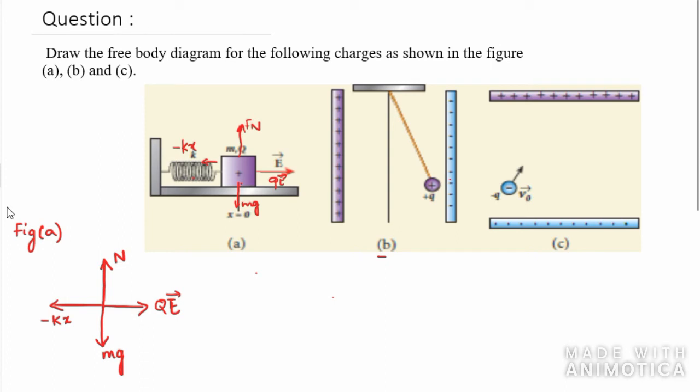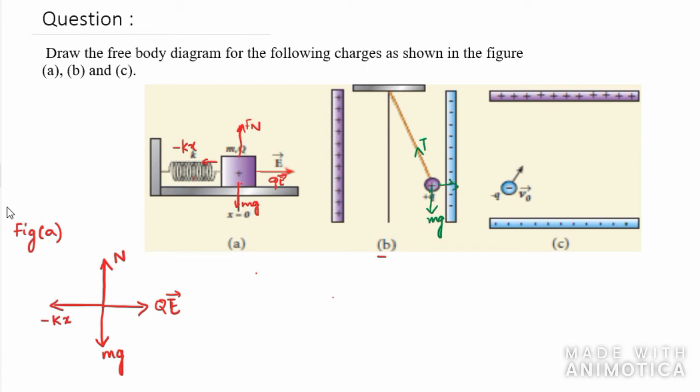Now let us draw the free body diagram for the next one, B. So here a charged particle Q is placed in an electric field. See the tension here, the weight will act downwards. Here you can see the weight of the charged particle will be downwards. It is connected to a string, and the tension force will be along the string, and the force on the charge is in this direction. It's positive, it is attracted towards the negative side.